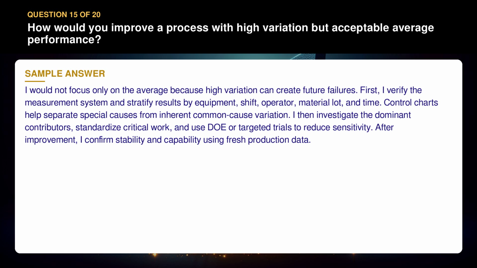First, I verify the measurement system and stratify results by equipment, shift, operator, material lot, and time. Control charts help separate special causes from inherent common cause variation. I then investigate the dominant contributors, standardize critical work, and use DOE or targeted trials to reduce sensitivity. After improvement, I confirm stability and capability using fresh production data.